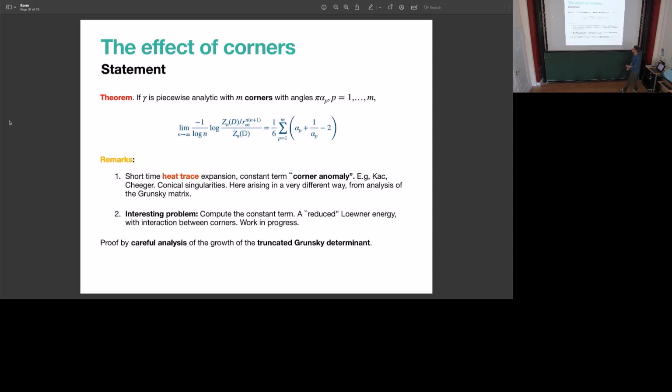And one interesting problem that we are currently working on is that this theorem would not be able to distinguish between a square and a square where I wiggle the sides a little bit, right? It just sees the corners. So it seems plausible that there is some kind of order 1 term that would describe how wiggly these sides are, maybe something about the interactions between corners. This is something we are working on.